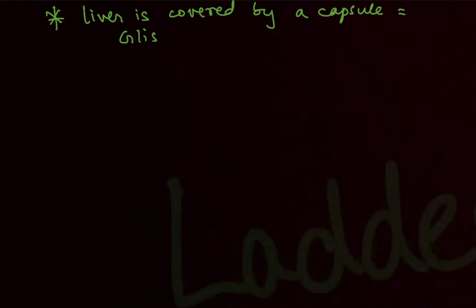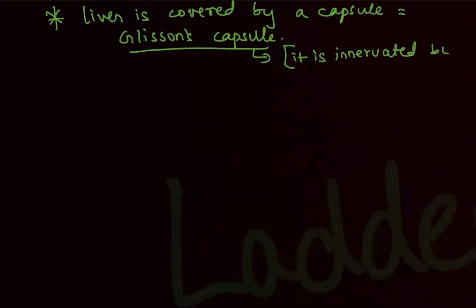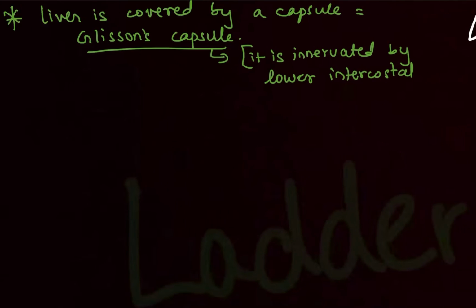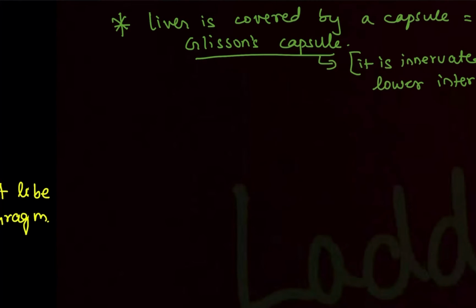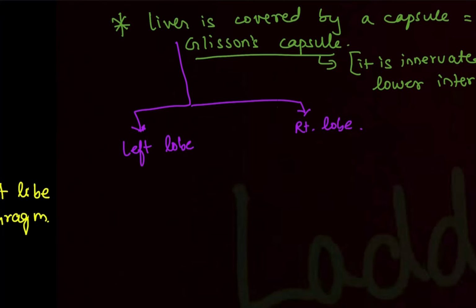Now let's know a little bit more about the liver. The liver is covered by a capsule, and the capsule name you should also remember. It is Glisson's capsule. Remember its innervation: this Glisson's capsule is innervated by the lower intercostal nerves. As we have done, the liver has two lobes, which are divided by the falciform ligament. It has a left lobe and a right lobe.